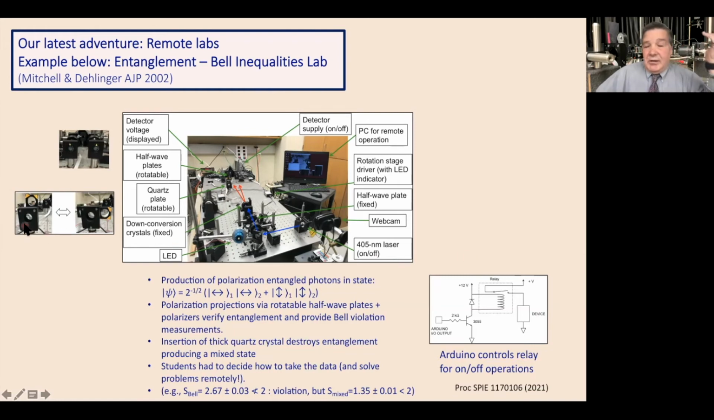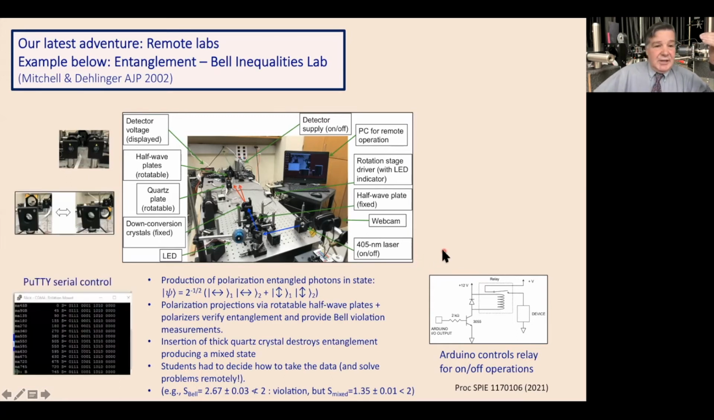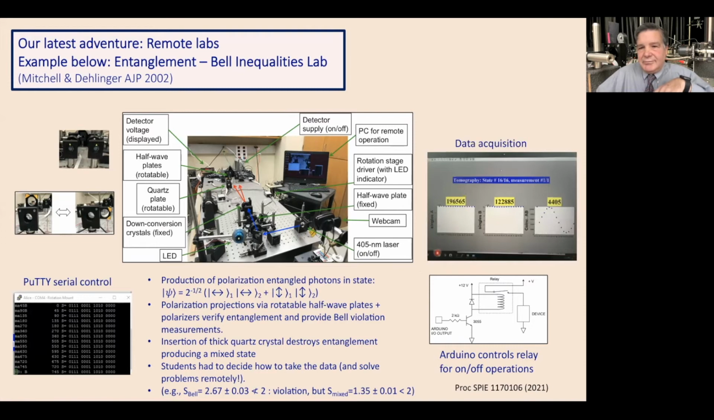If we do a delayed choice experiment, we need to change the filters, or in this case, we added some optical element to make the mixed states. And then, of course, we control these through the serial port. It's pretty straightforward. And then we have some program that actually lets us do measurements, and everything, remotely.